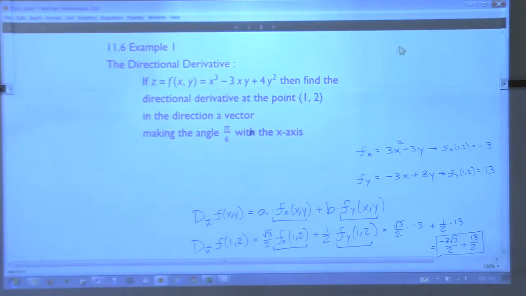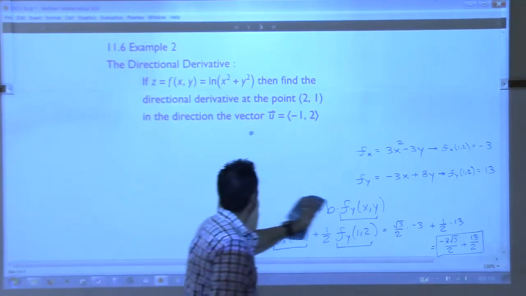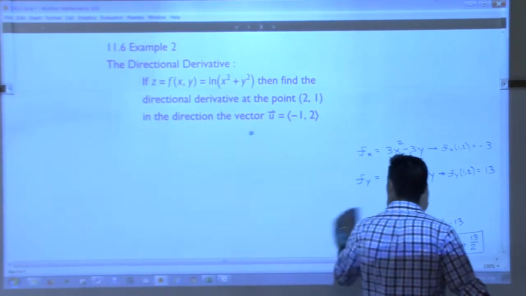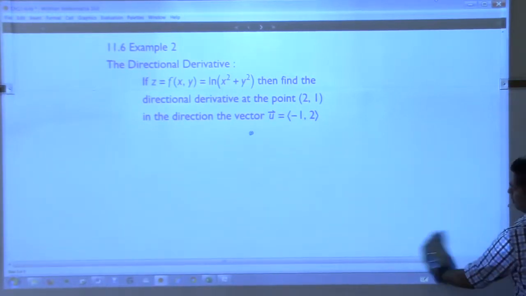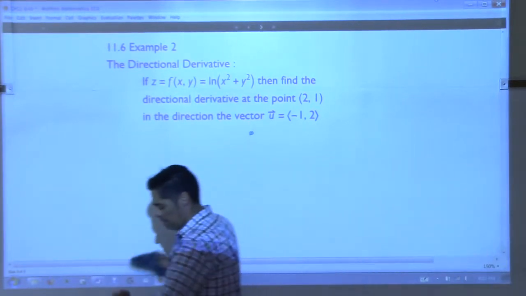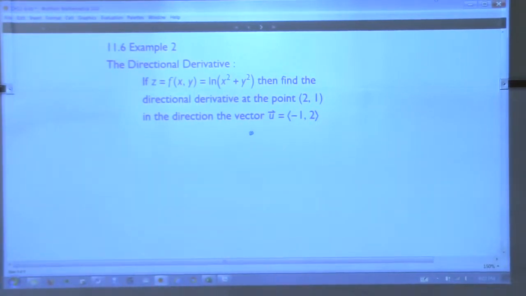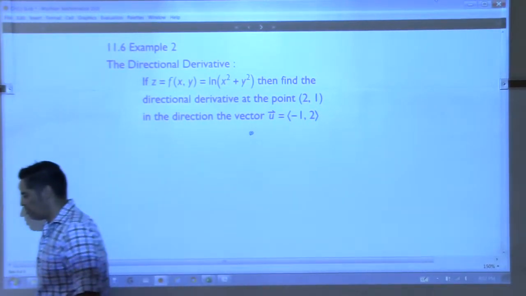Let's see what the next one looks like. If z equals this function of two variables, then find the directional derivative at the point (2, 1) in the direction of the vector u equals (-1, 2). So you help me out here. What should we do first?